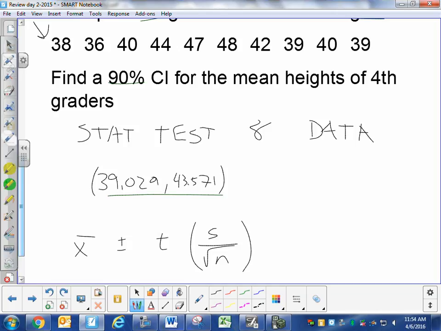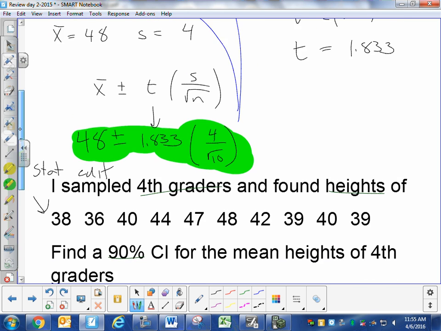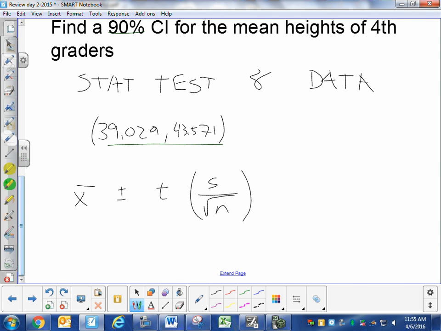Average. We can find the t-value: 90% confidence interval, degrees of freedom of 9. We already did that. This is 1.833. Is that a constant? It changes depending on your confidence interval, and it changes depending on your n size. If I change this to a 95% confidence interval, it would not be 1.833.